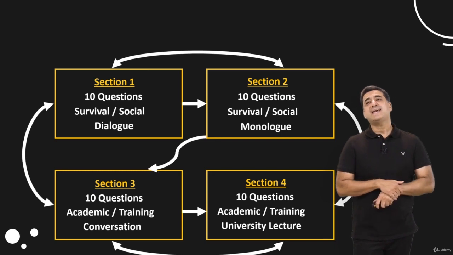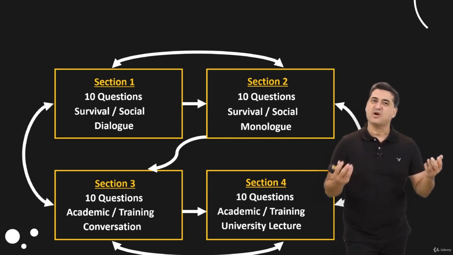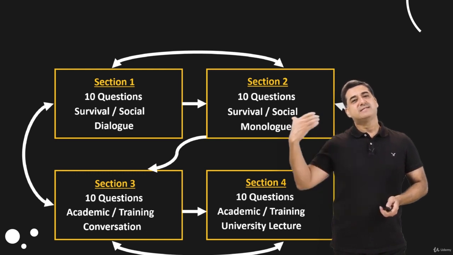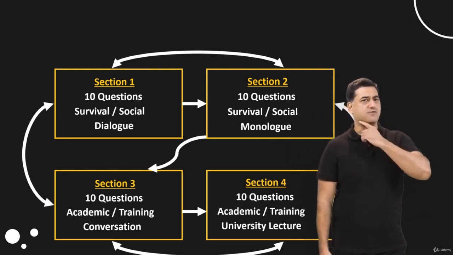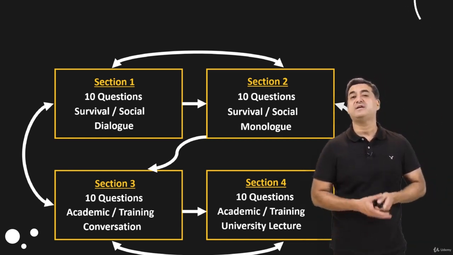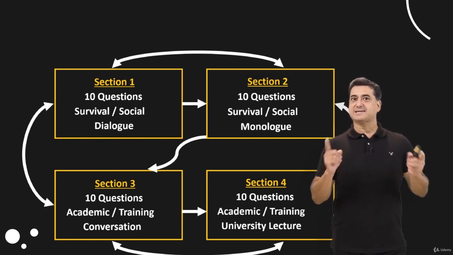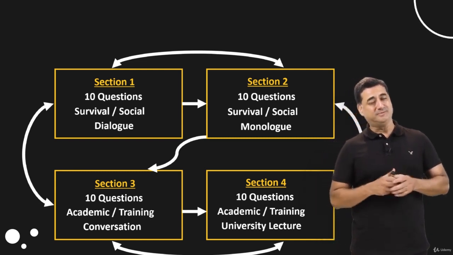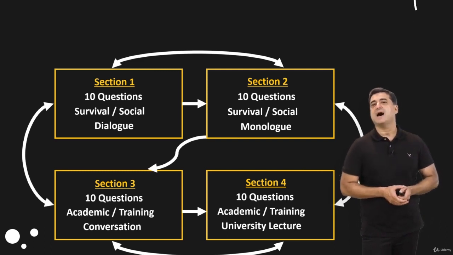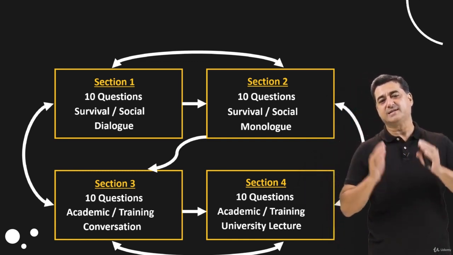Likewise, in section 3, there are 3 or 4 people talking, and it's a conversation. So it's also similar to a dialogue. While section 4 is just 1 person speaking at a very high pace, the accent would also be difficult, and you would not find it very simple. It's going to be tough. Now, what are the similarities? The first 2 sections are similar because they are both talking about survival situations, while the last 2 sections are similar because they are talking about academic or training-like situations.